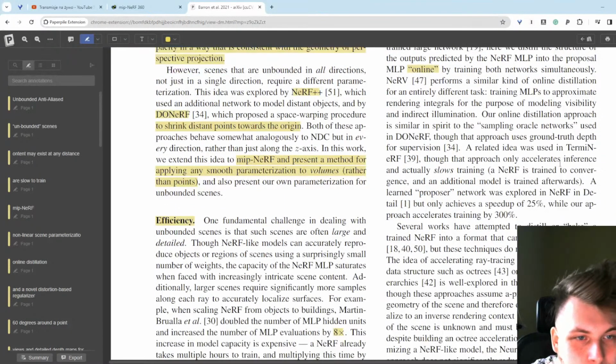A related idea was used in Mip-NeRF, though that approach only accelerates inference and actually slows training, okay, because a NeRF is trained to convergence and an additional network is trained afterwards. So yeah, that makes sense that it slows, right? Because you have an additional step later.